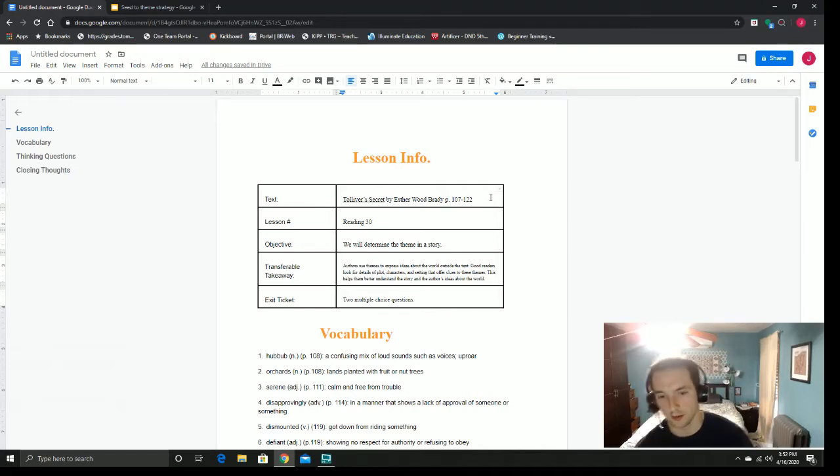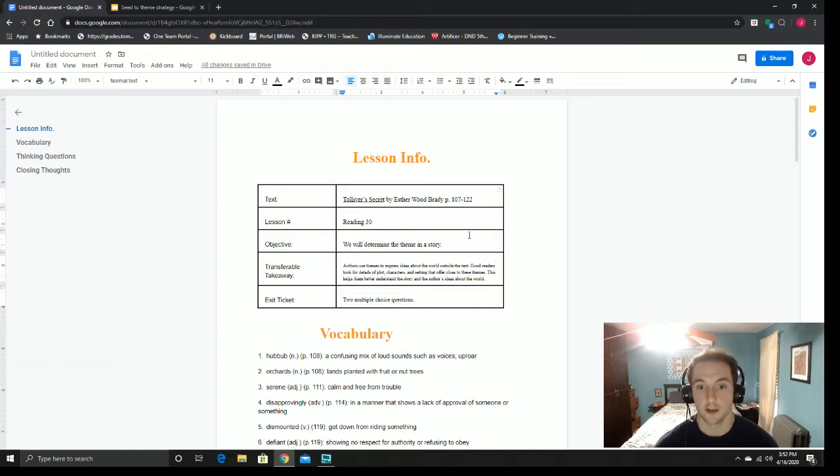This lesson is, again, always assuming that you have read the chapter either on your own or watched the video with me reading the chapter, and that you have a pretty good understanding of what has happened in the chapter thus far, or the big events that have happened in the chapter and what's happened previously in the story.